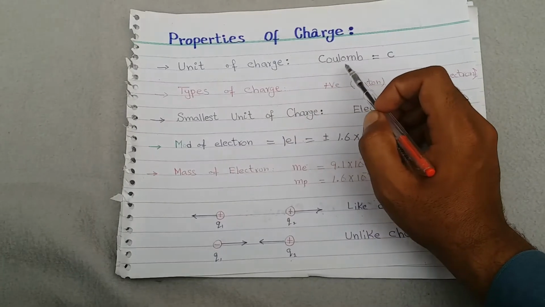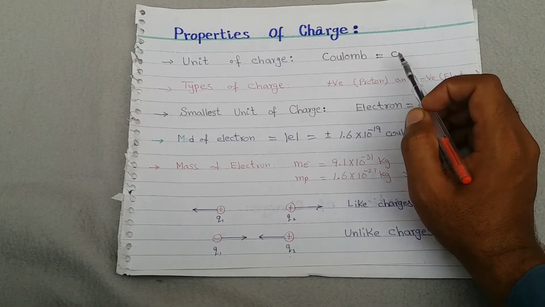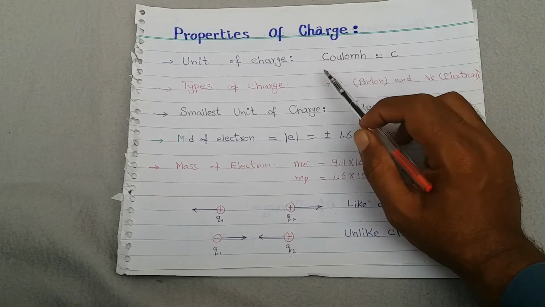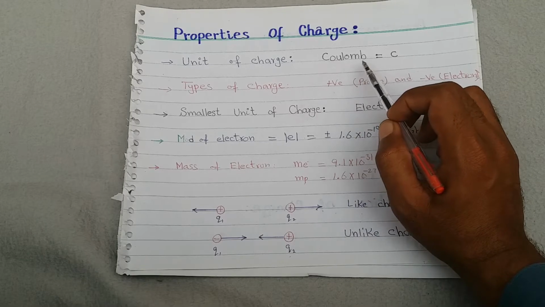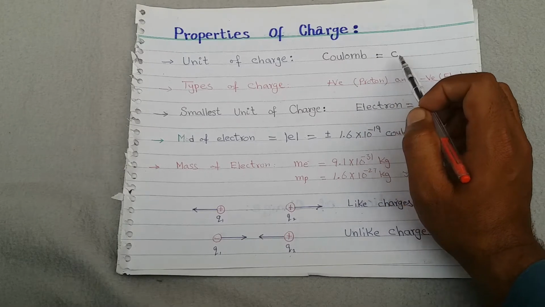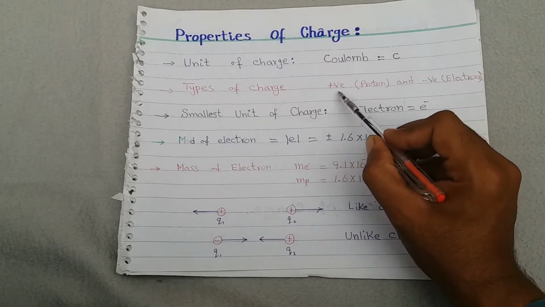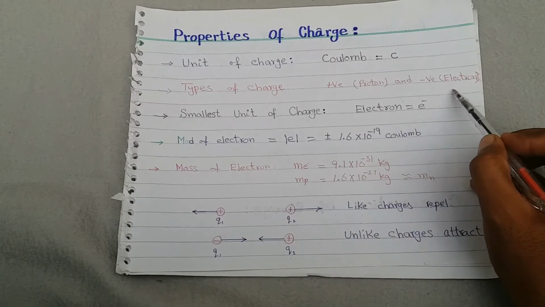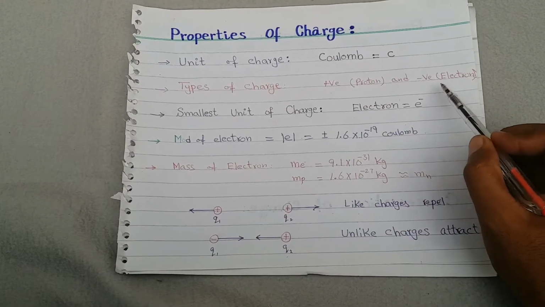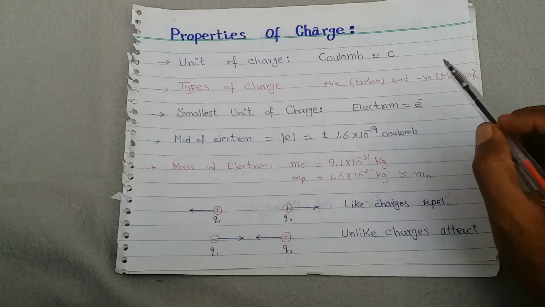The unit of the charge is Coulomb, represented by C. Charge was discovered by the scientist Coulomb, and the unit of charge was named after that scientist. Basically there are two types of charges, named positive charges and negative charges. Positive charges are known as protons and negative charges are known as electrons. There is no third type.